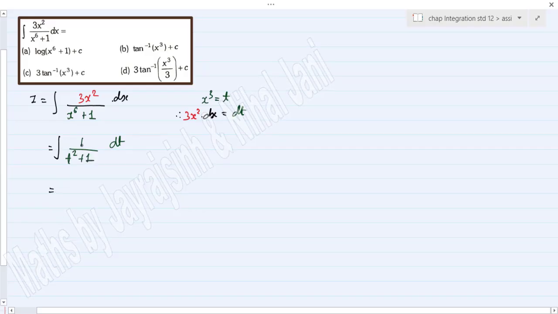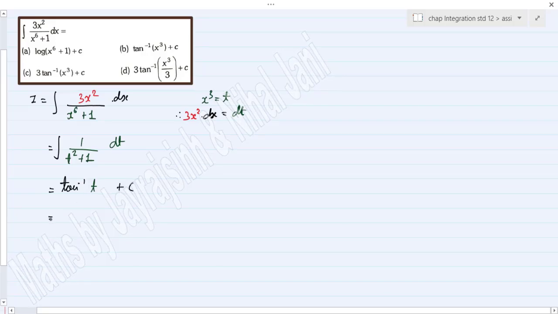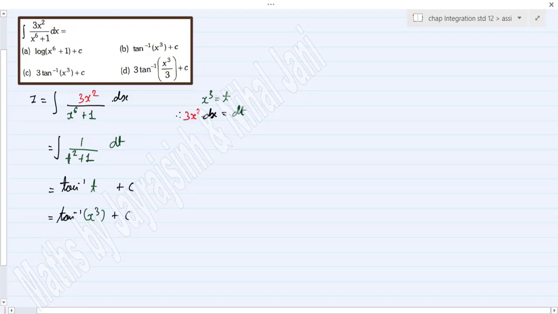So integration of 1 upon t square plus 1 is simply tan inverse of t plus c. Just substitute the value of t to get the final answer. So here we get tan inverse x cube as your final answer. Ta-da!